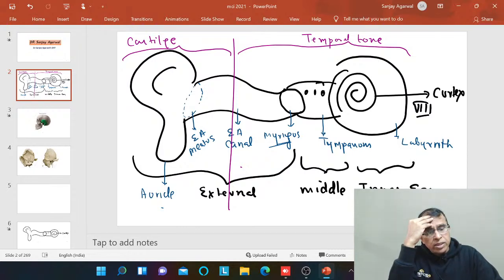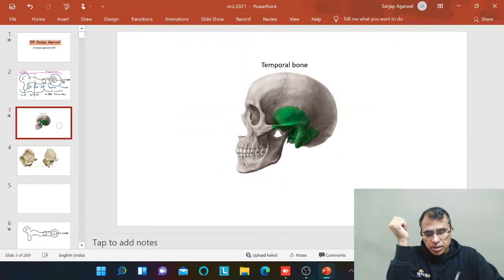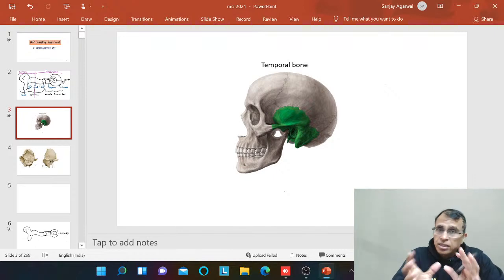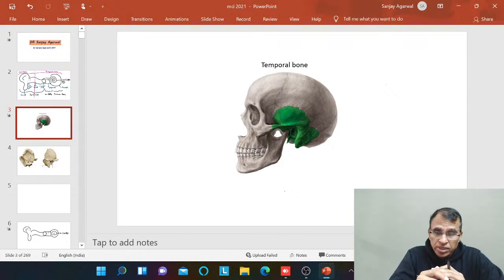Now, can you identify the temporal bone on your skull? If I ask you to point at the temporal bone, can you do that? If not, this green thing is a skull, as you can see. And this green thing is the temporal bone. Ideally, if you have attended an anatomy lecture, you should be able to identify all the skull bones, from occipital to frontal to temporal, pterygoids and everything. These are very popular questions, but this is not ENT, so I'm not going to go into that. I'm only concerned with temporal bone.